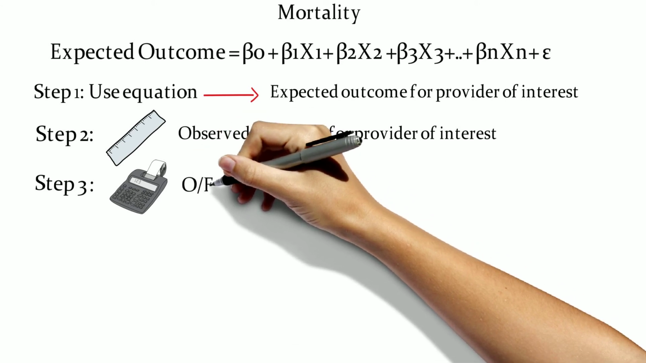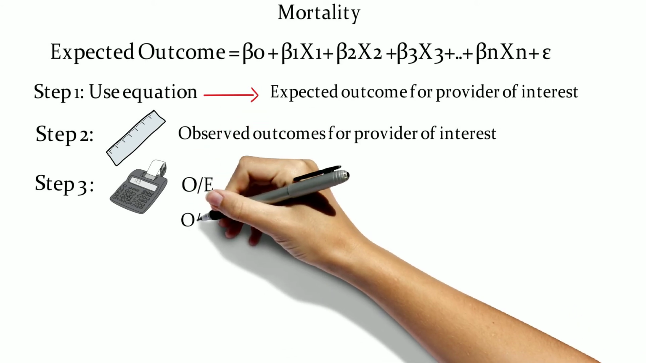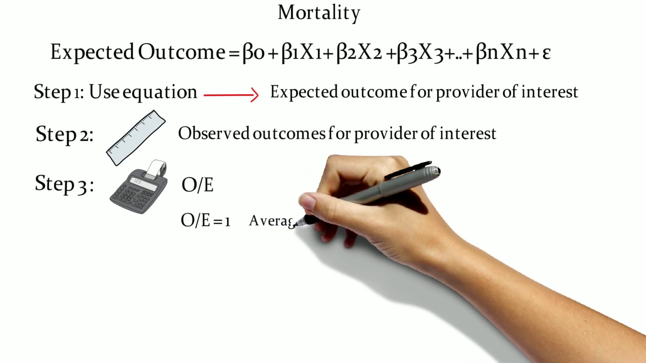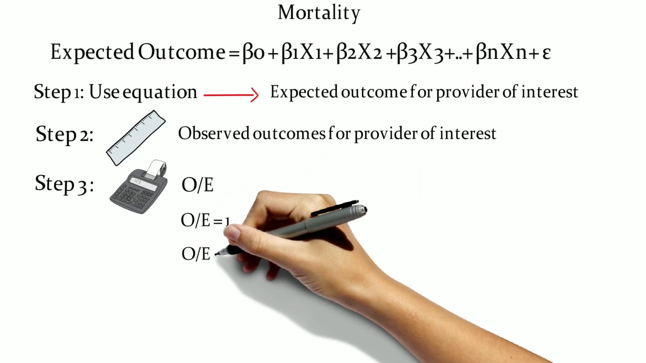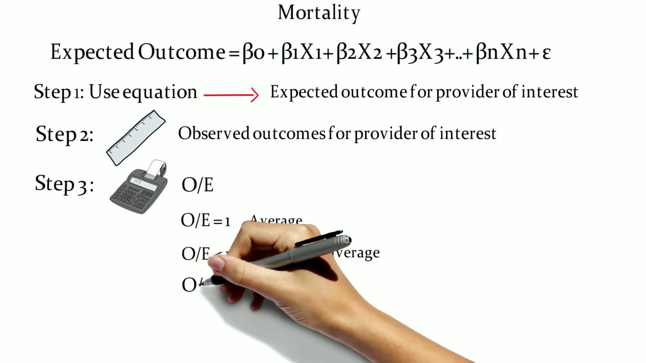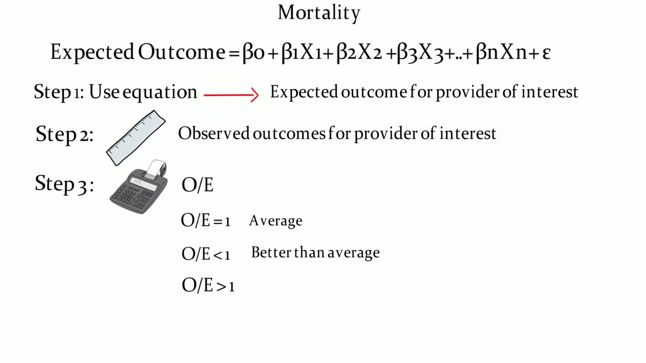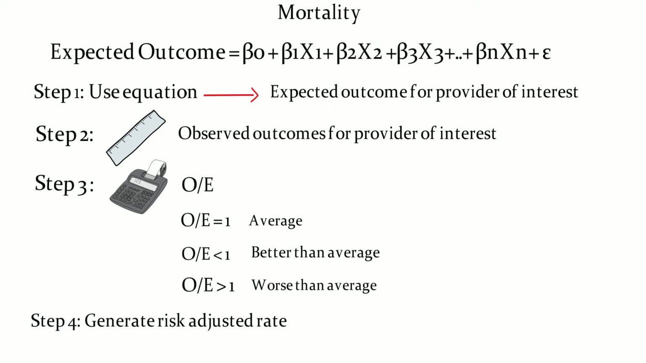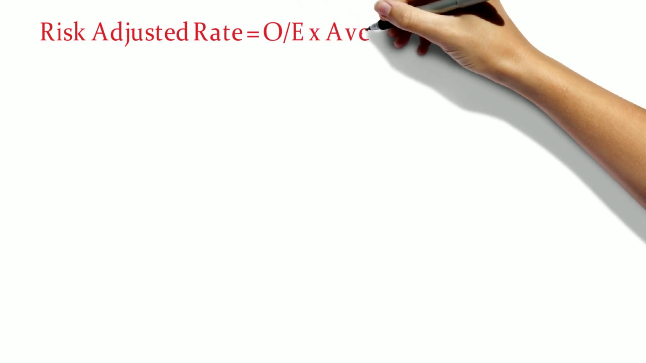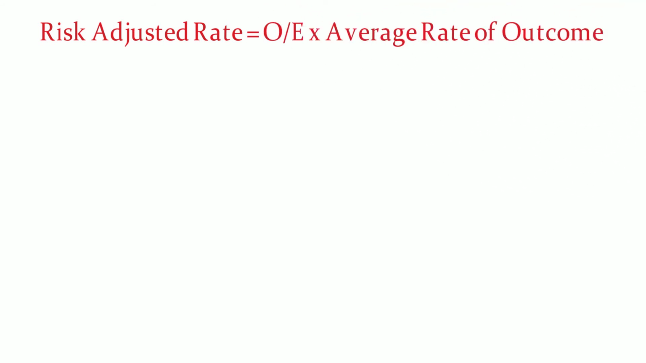This is simply calculating the O/E ratio, where if O/E is equal to 1, the hospital or provider's results are average. If O/E is less than 1, the hospital or provider's results are better than average. Or if O/E is greater than 1, the hospital or provider's results are worse than average. Finally, we generate a risk-adjusted rate, where the risk-adjusted rate equals O/E ratio multiplied by the average rate.